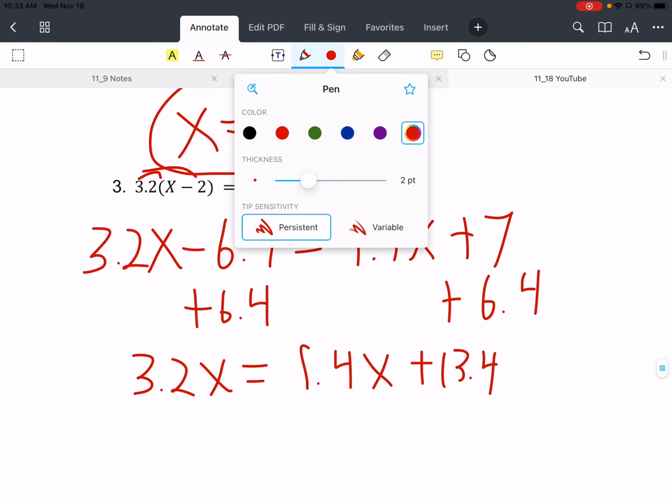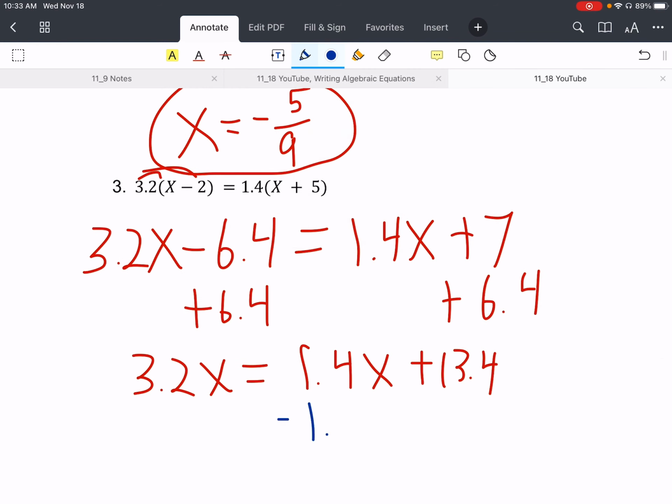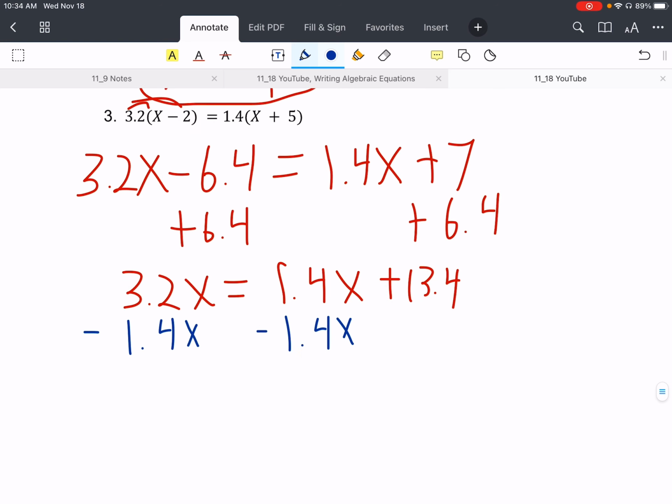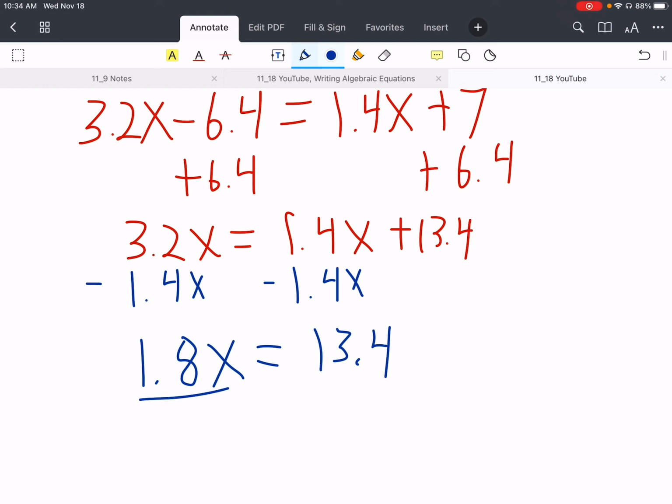So we're getting pretty basic here. Subtract 1.4x, subtract 1.4x. Notice that even though I don't have the best handwriting, my equations are attempting to stay neat and organized. And I'm not trying to skip too many steps. I know a lot of you are capable of skipping steps, but you have plenty of time to do these. So now all we need to do is we're going to divide both sides by 1.8.